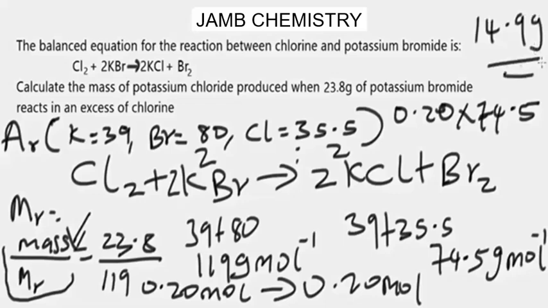Alright, so this will be the answer to this question. 14.9 grams of potassium chloride was produced when 23.8 grams of potassium bromide reacted in an excess of chlorine gas. So guys, this basically can deal with the problems involving limiting reactants for chemistry. Hope you learned something from this video.